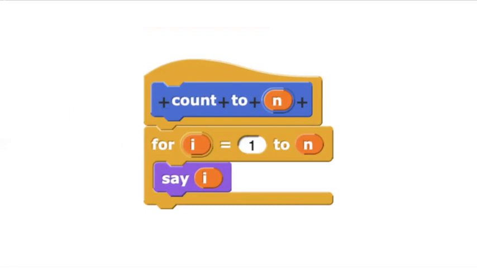Now let's look at how we define functions inside of Python. Say I have this function called count to n, and n is a variable. Inside of my function, I'm going to say for i from 1 to n, say i. So this block actually has two things going on, right? First, we're defining a function, and then we're also doing a for i loop.